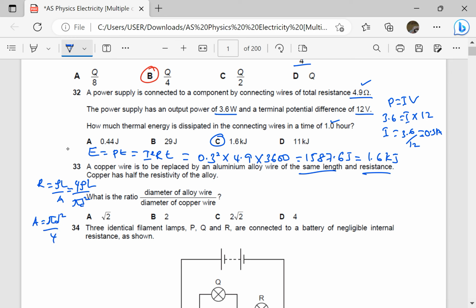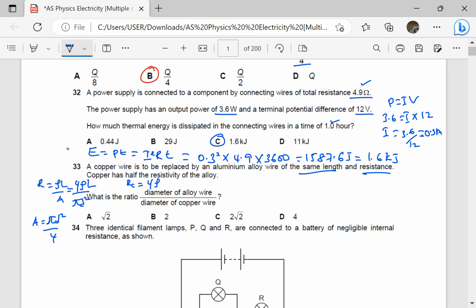When I substitute, the 4 goes up, which makes this 4 rho L divided by pi d squared. They have told us the resistance is the same and the length is the same. So I'm just going to come up with two equations for simplicity. Let's start with the copper wire. The resistance of the copper wire will be equal to 4 times rho.